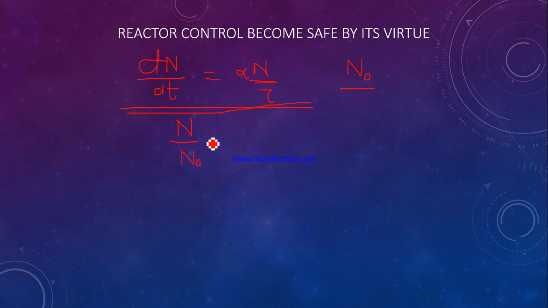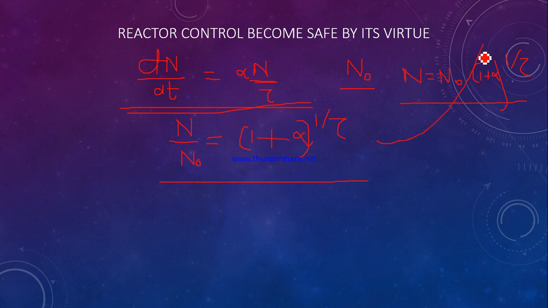If you solve it, if you integrate it, n by n0 is equal to (1 plus alpha) to the power 1 by tau, at t equal to 0, n is equal to n0. I am considering that boundary condition. It's an exponential function. So my n is equal to n0 into (1 plus alpha) to the power 1 by tau. This is the equation.